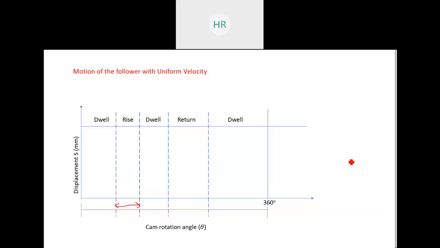I have assumed the scale that 1 mm is equal to 2 degree. And I am saying that for 20 degree of rotation of cam, my follower is rising. So according to my scale, I have to draw this line at 10 mm. From this line, I have to draw a line at 10 mm. So this thing over here represents 20 degree of angle. Like that, you have to mark all these other things for dwell, next dwell, return, and dwell.